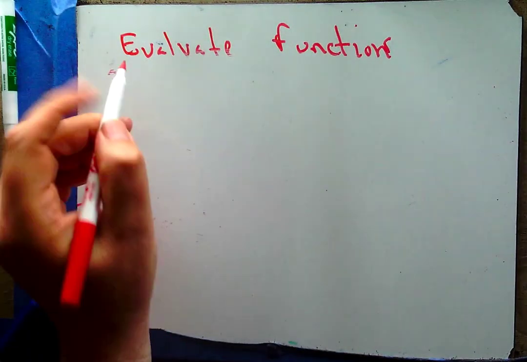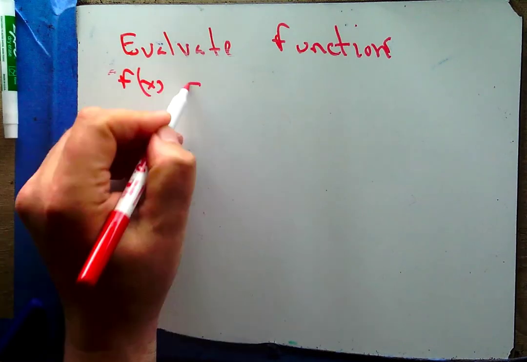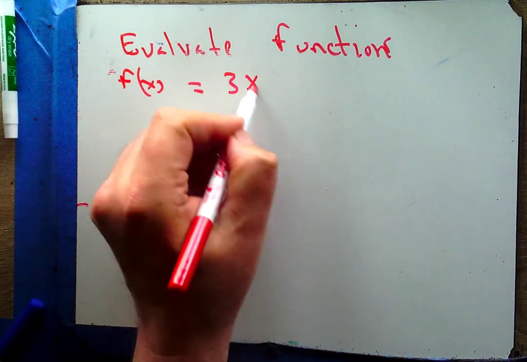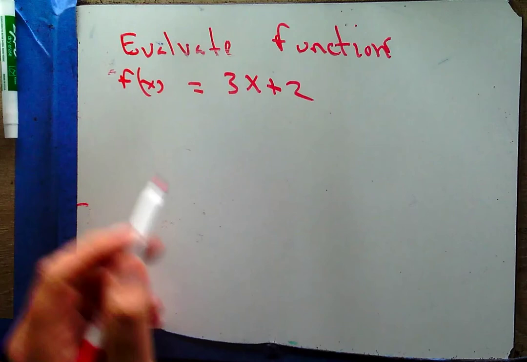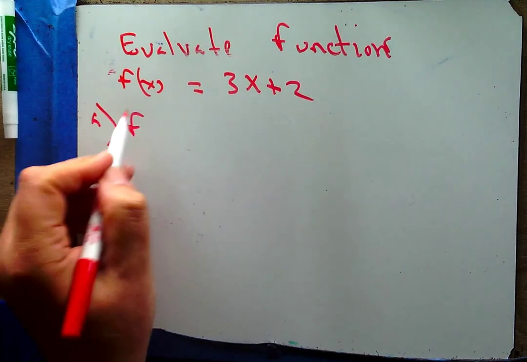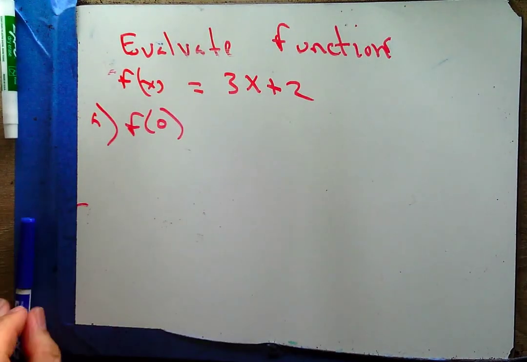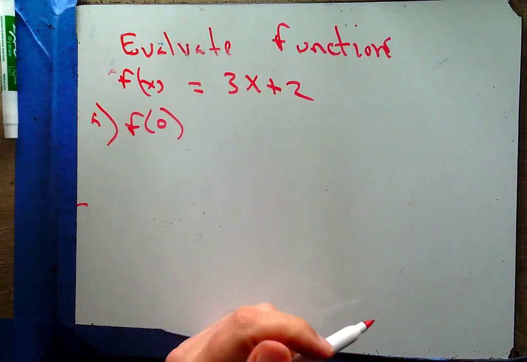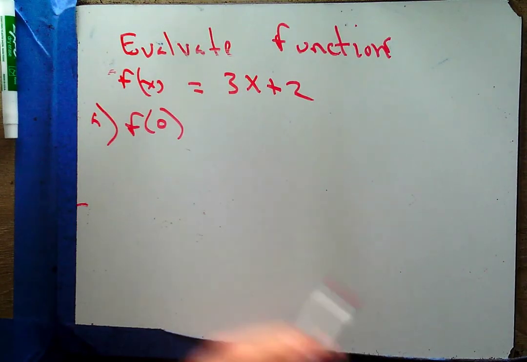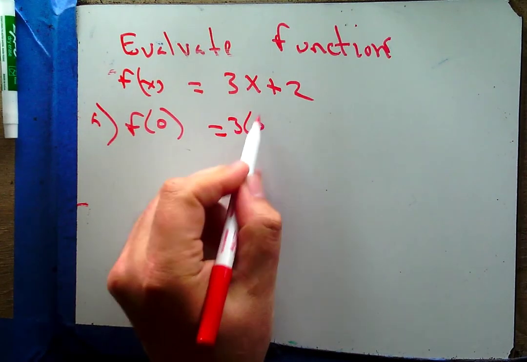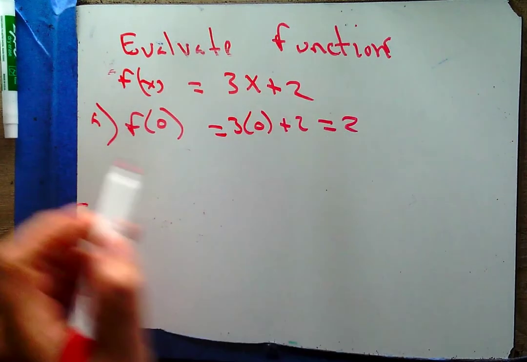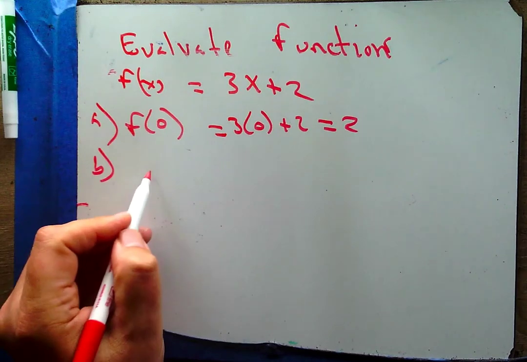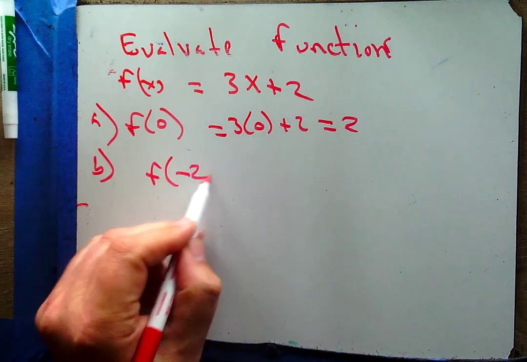Why don't you do these? F of x equals, nice and gentle, 3x plus 2. A, find f of 0. 3 times 0 plus 2 is 2. B, find f of -2.